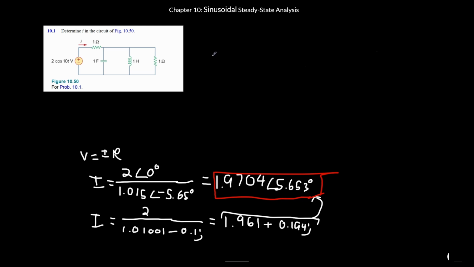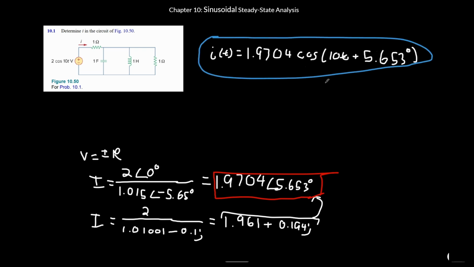All right, so now that we have our equation in polar, we can write the final answer, which is just going to be our current formula. We write our current as a function of time, which is going to be equal to the leading part of the polar expression, and then the function cosine, and our frequency, which is 10t, plus our angle, which is 5.653 degrees. And this is our final answer and what you should have gotten after completing this problem.